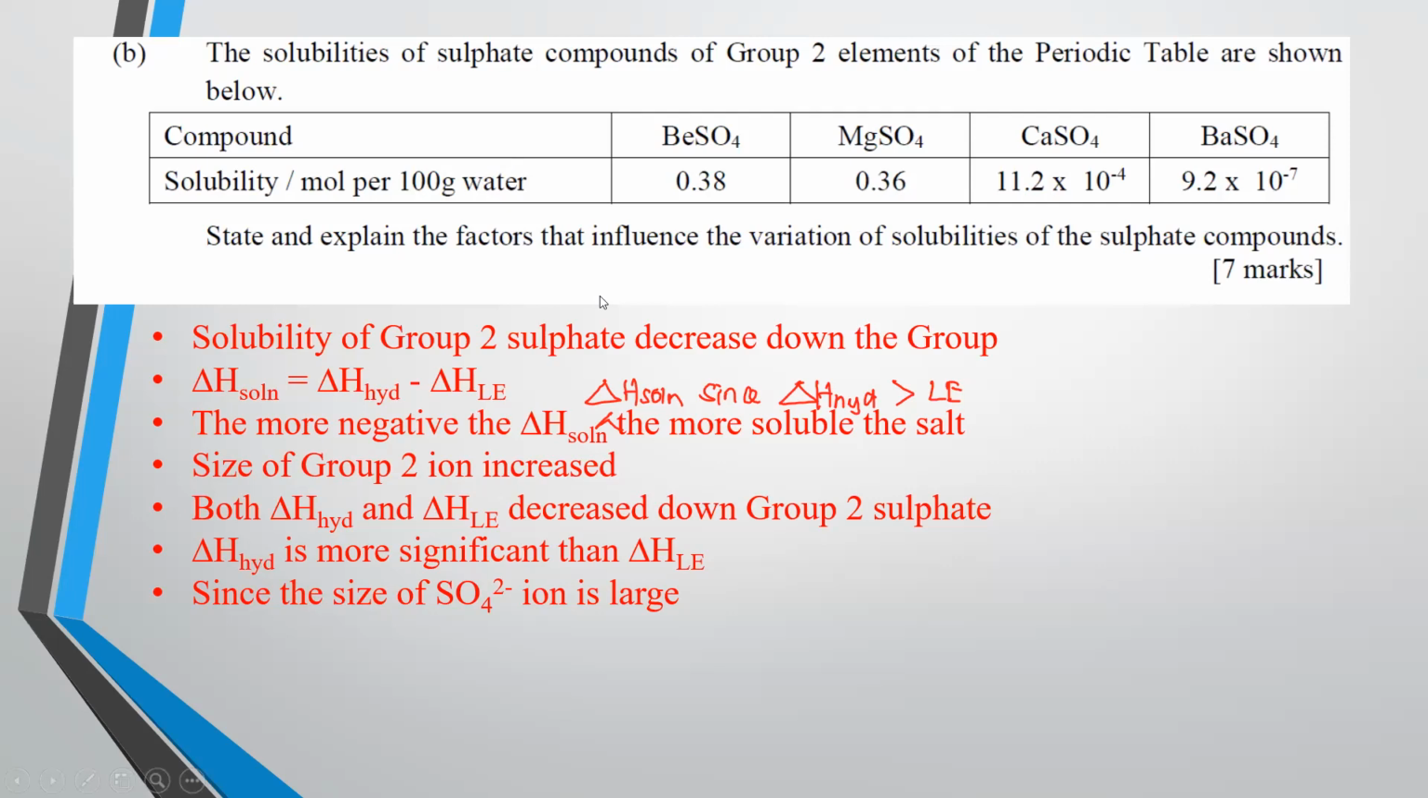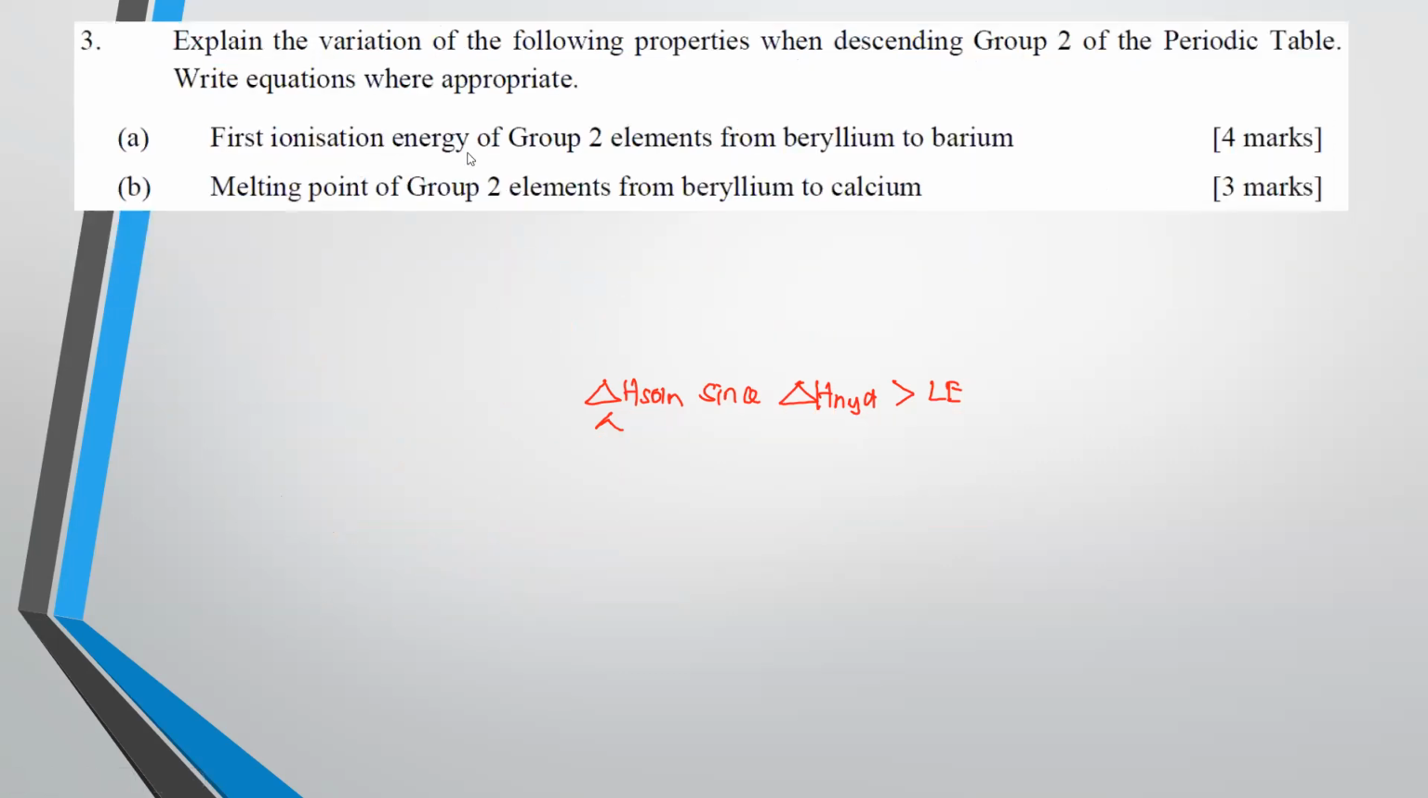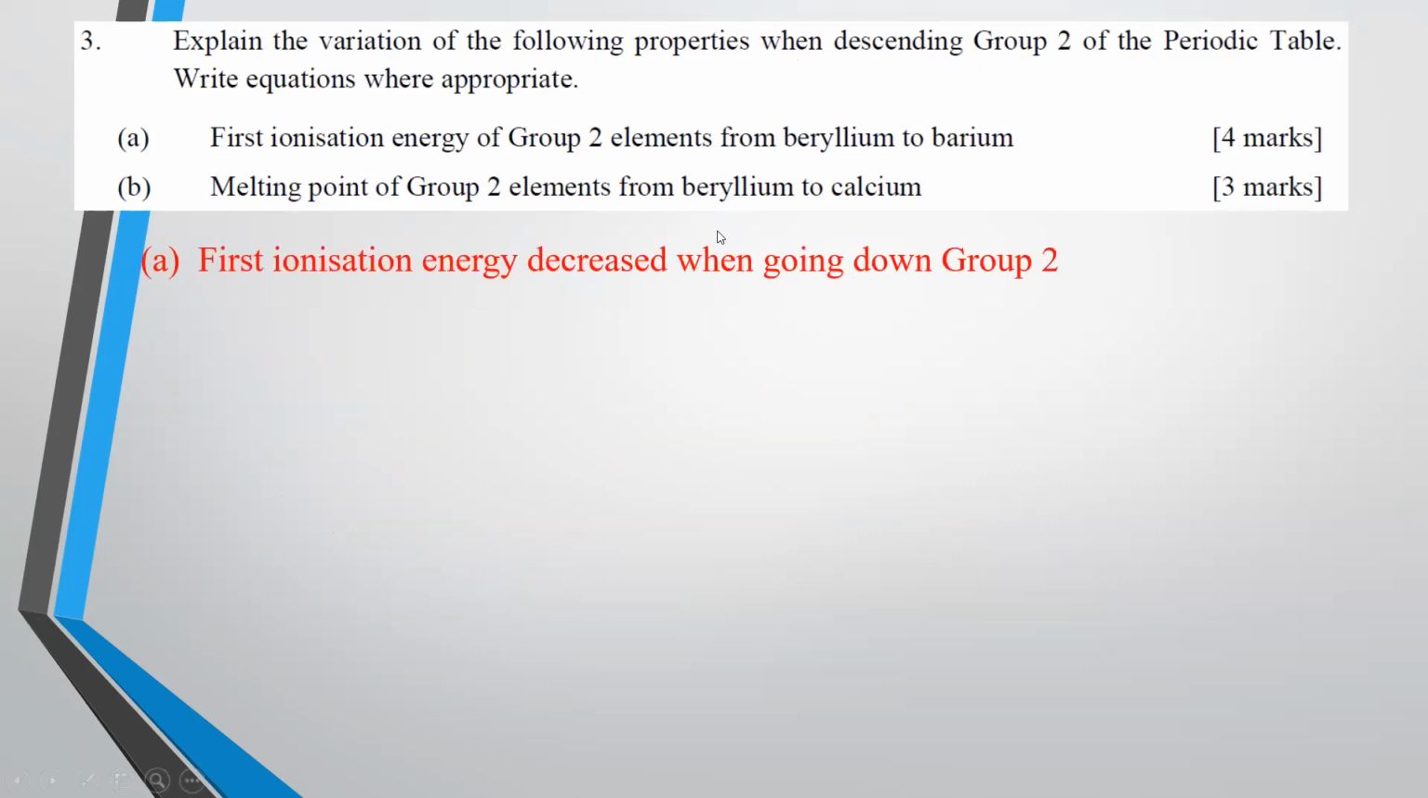So immediately we go to question number 3. Explain the variation of the properties when going down, when descending group 2. Write appropriate equations. Number 1, first ionization energy of group 2 elements from beryllium to barium. So you have to mention that first ionization energy decreases when going down group 2. So why? And if possible, in this case, like I said, when it comes to essay questions, you have to try your best to describe as completely as you can.